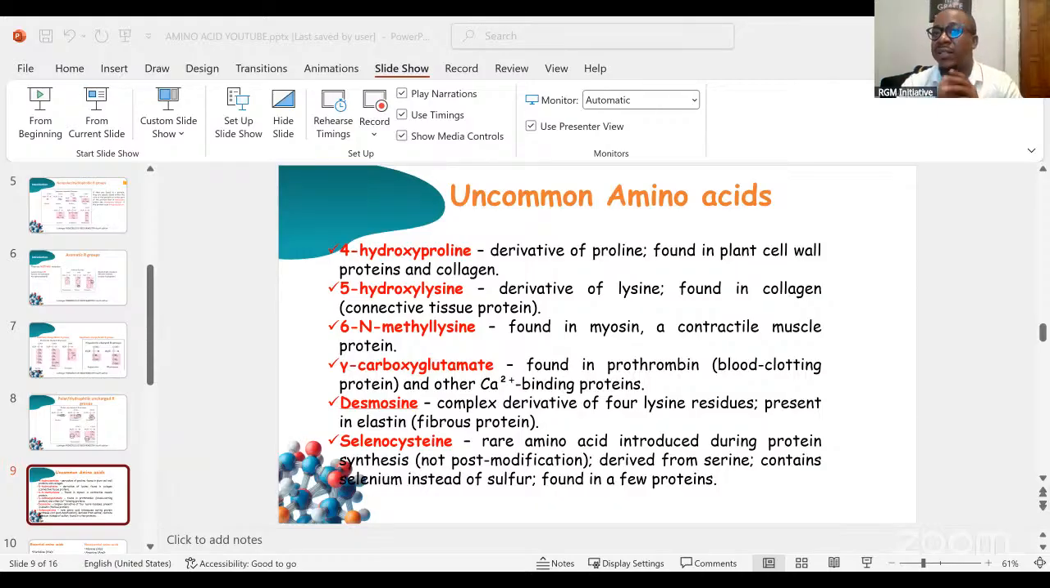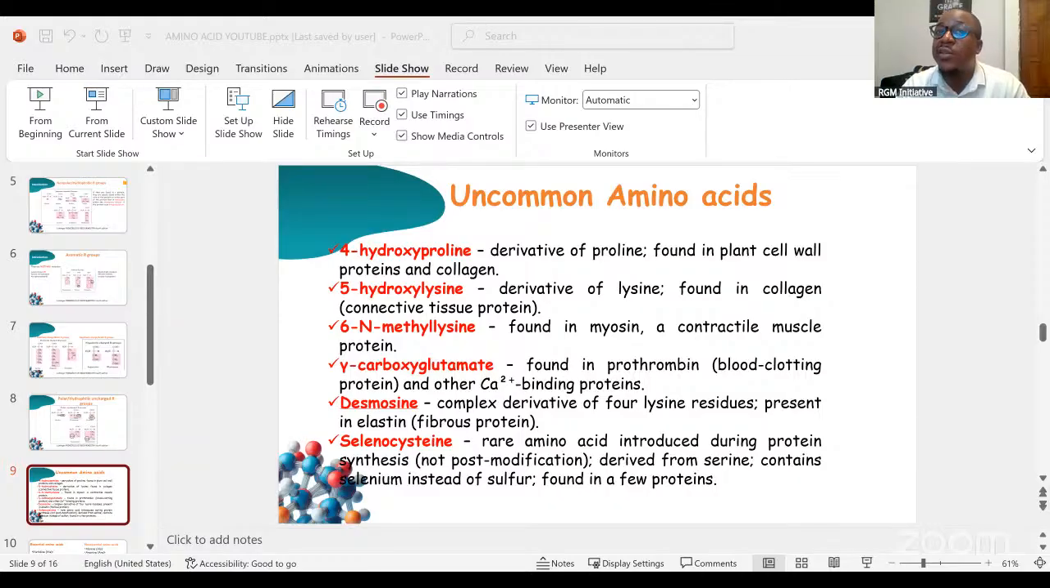So we have 6-N-methyllysine, which is found in myosin. Myosin is actually a muscle protein, a contractile muscle protein. So your muscle protein contains 6-N-methyllysine. That means the methyl group is attached to the nitrogen group, the epsilon nitrogen group of lysine.